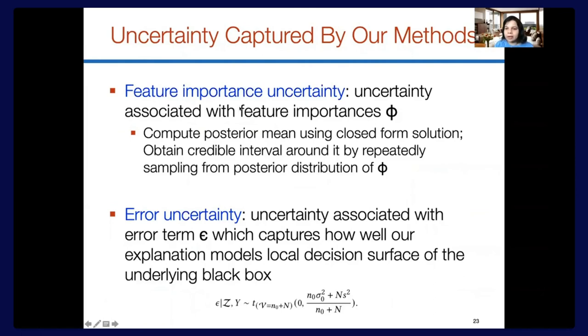And for the error uncertainty, this captures how well our explanation models the local decision surface of the underlying black box.